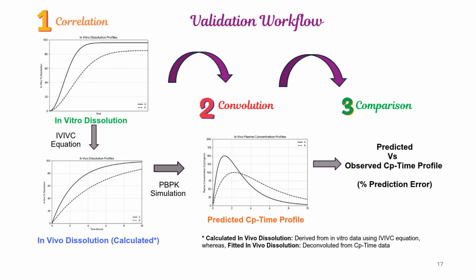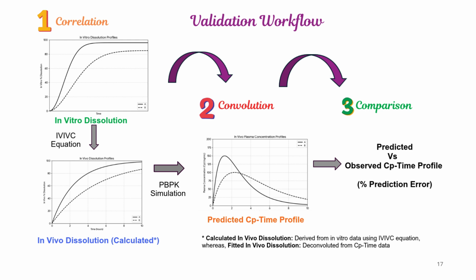dissolution profiles. It is important to note that these calculated in vivo dissolution profiles, generated from in vitro dissolution using the IVIVC correlation equation, are not the same as the fitted or deconvoluted in vivo dissolution profiles obtained from plasma concentration time data. Next, in the convolution step, we input the calculated in vivo dissolution profile into the PBPK simulation to generate predicted plasma concentration time profiles.